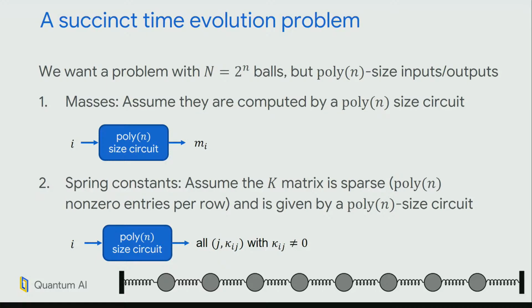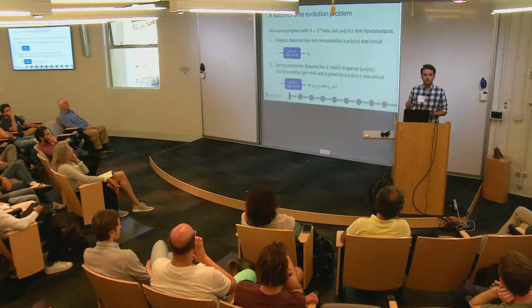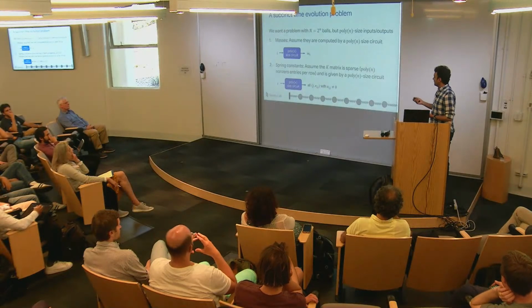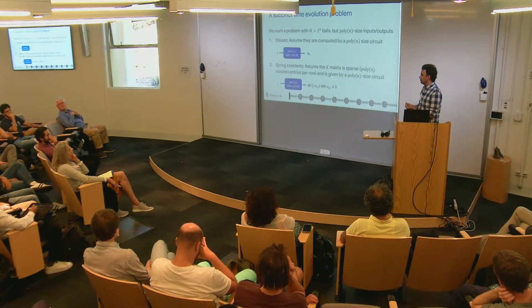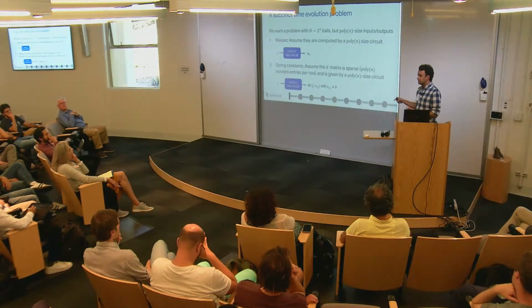Sorry? Each mass only couples to a polynomial number of elements. That is right, yes. So in this version of the succinct problem, I'm now going to assume that this coupling is sparse. So every mass can only be coupled to polynomially many other masses. And again, this is represented by a polynomial size circuit that takes in the name of a mass and tells you all the masses it's connected to and all the spring constants of the springs between those pairs of masses. And this is a list of polynomial size, so that's not a problem.